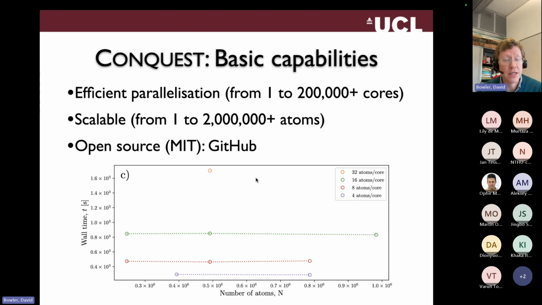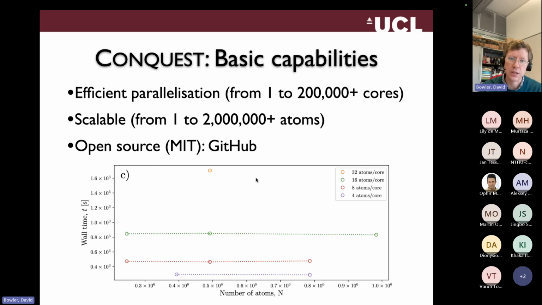So its capability is extremely efficient in its parallelization. You can run it on a single core. I regularly run it on my laptop when I'm on the train, and that's where I've done a lot of the development, but you can also scale up to hundreds of thousands of cores. In terms of the number of atoms you can look at, it's scalable. So we go from 1 up to 2 million atoms, and it's completely open source.